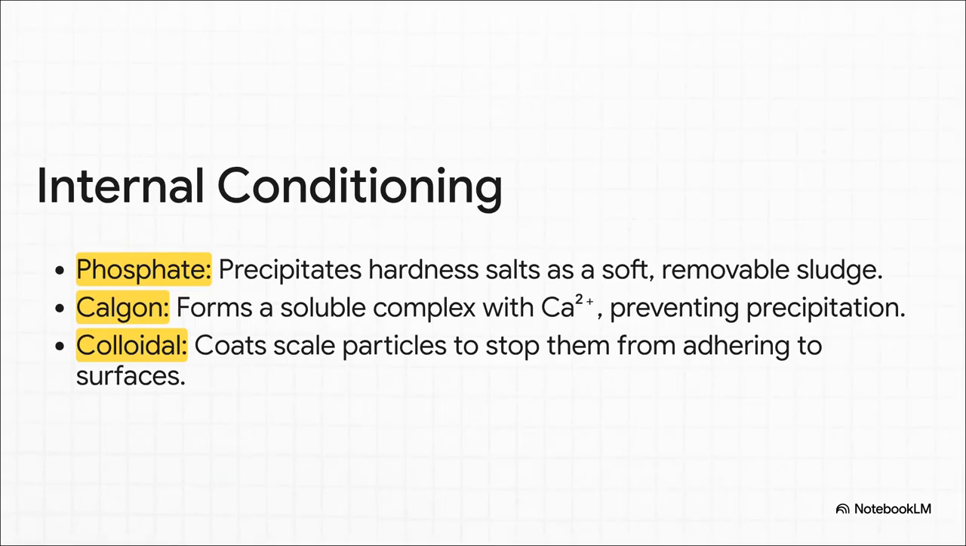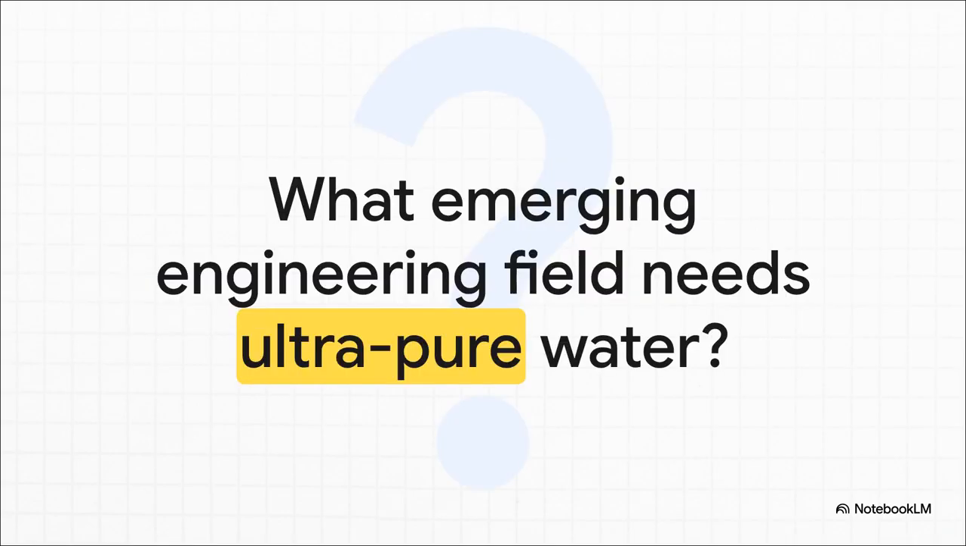So what happens if a little bit of hardness still gets through? Well, that's where your internal conditioning methods come in as a last line of defense. You can add phosphates to turn any remaining hardness into a soft sludge that's easy to remove. Or you can use something called Calgon, which cleverly grabs onto calcium ions and stops them from ever forming scale in the first place. There are other methods too that either coat the particles so they can't stick or trap them in a gel.